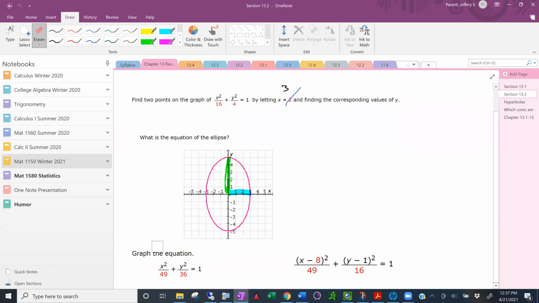Let's go down to this equation down here, x squared over 49 plus y squared over 36 equals 1.